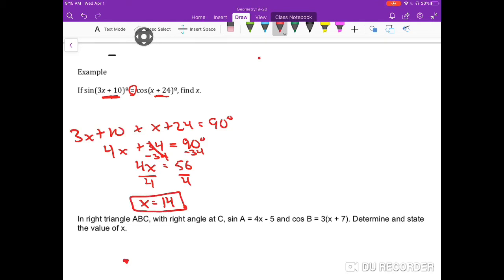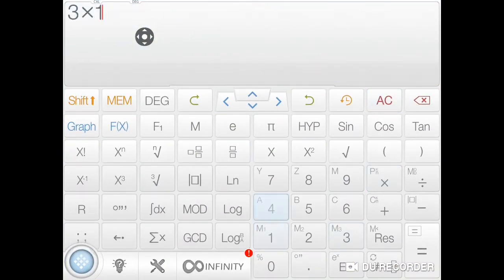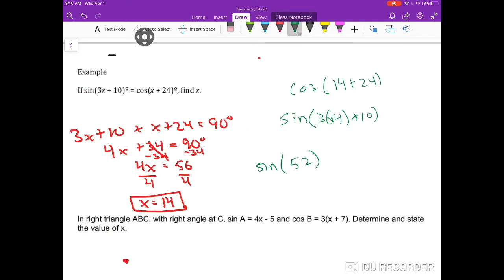Okay, now to prove my point, I'm going to plug this x back in, even though it's really not what the question asks for. So it's going to be the sine of 3 times 14 plus 10, and the cosine of 14 plus 24. And watch what happens. I'm going to use my calculator for this so I don't make a mistake. 3 times 14 plus 10 is 52. So I get the sine of 52 equals the cosine of 14 plus 24, 38.